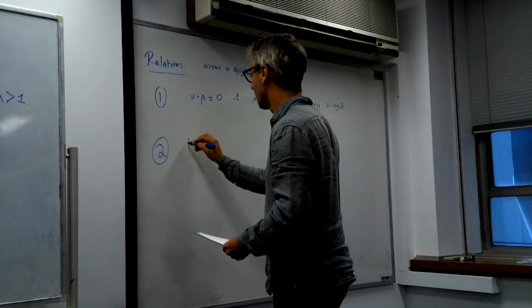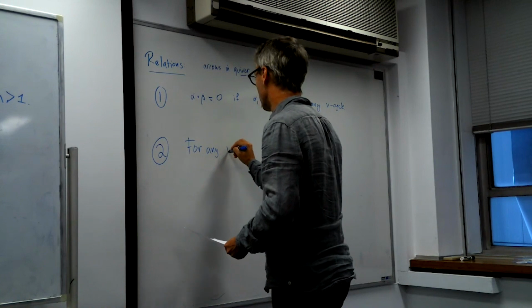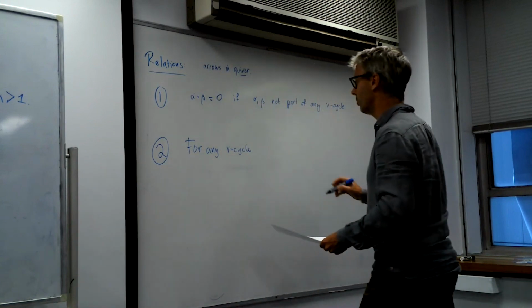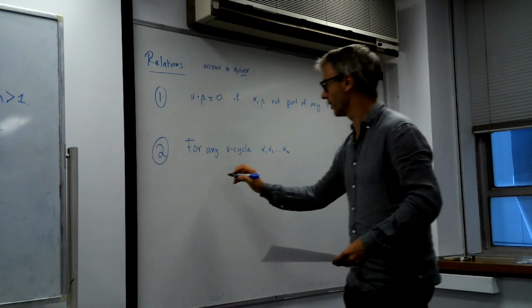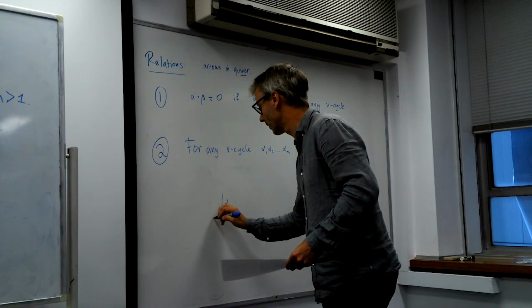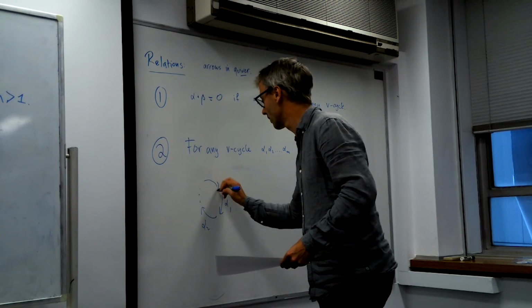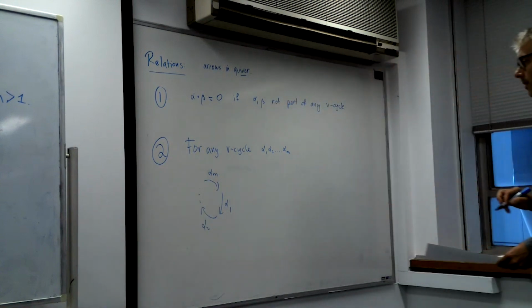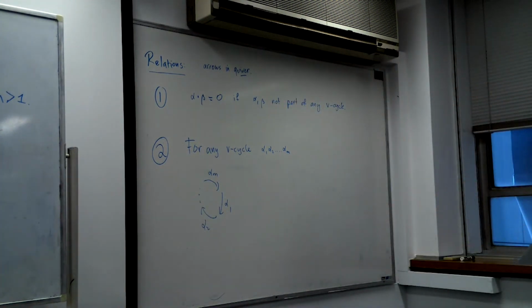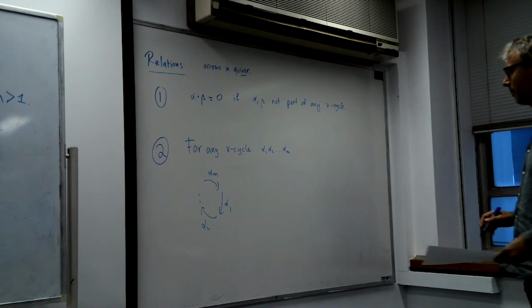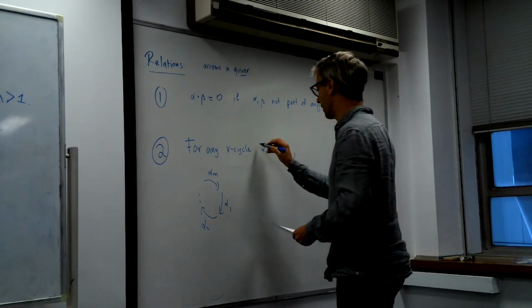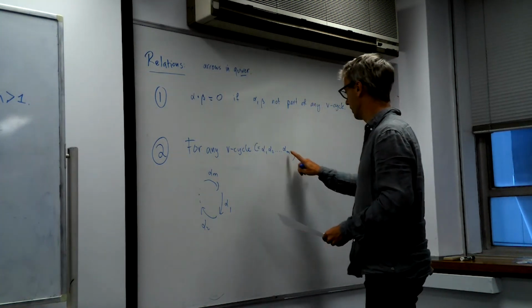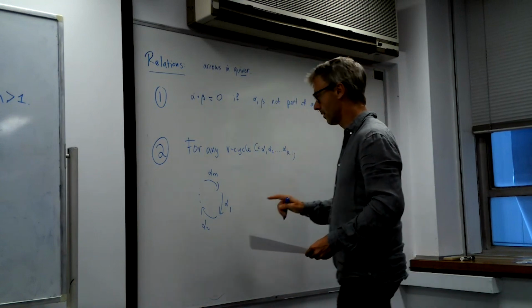For any V cycle, alpha 1, alpha 2, alpha m, this is doing 1, 2, m. It depends how I decide to order my composition in the quiver, but I'm not going to worry about that. We have that. So this is called C.